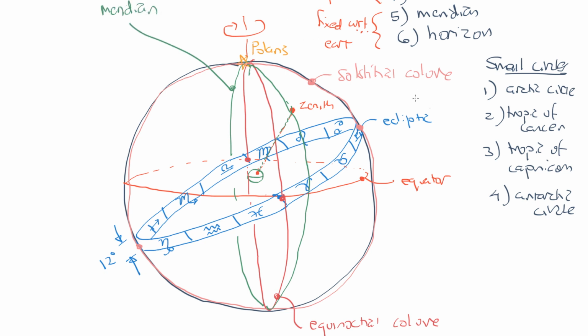Now, why do I say it's fixed with respect to the Earth? Well, because as this celestial sphere rotates around, the Earth is sitting still, and so your meridian circle doesn't actually rotate. It just stays right there.